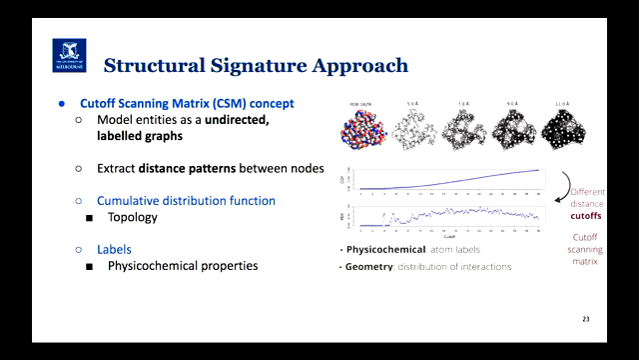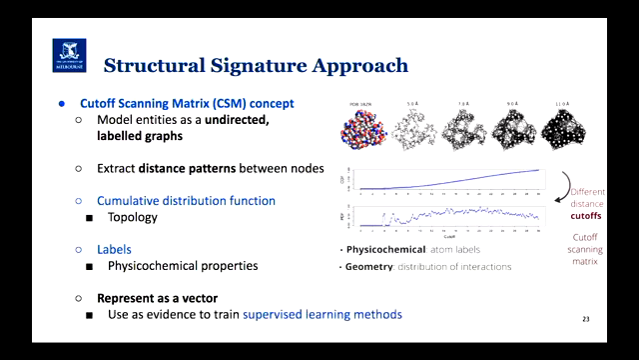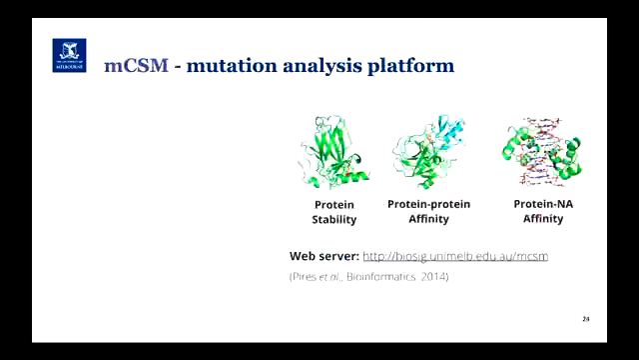So I can represent this as vectors, and for each mutation or for each protein we'll have a vector, and collectively for multiple mutations I'll have a matrix, so therefore it's called cutoff scanning matrix. So it's basically varying how I generate my graph and counting how many labels. So a very, very simple and scalable approach. And what we did was use this information that represents topology and physical chemical properties to train supervised learning methods.